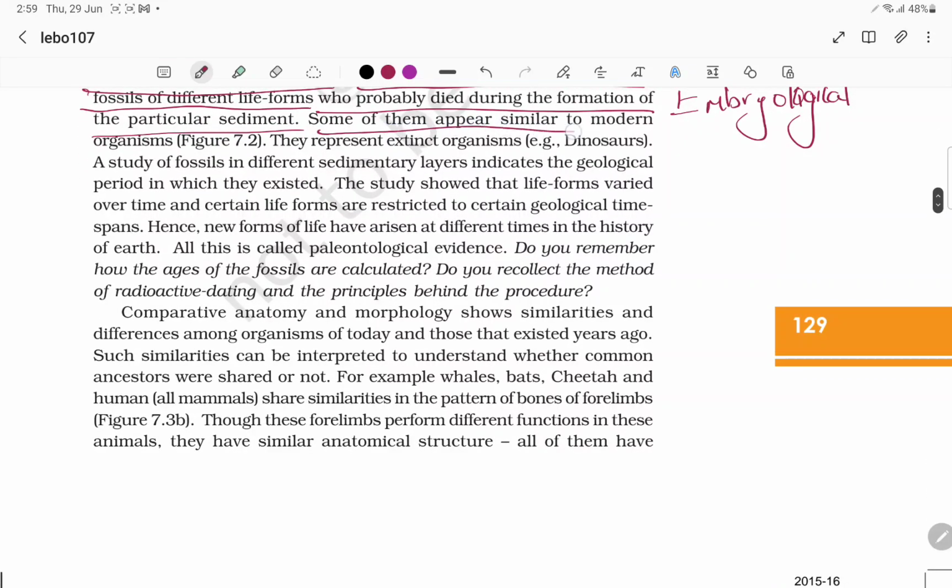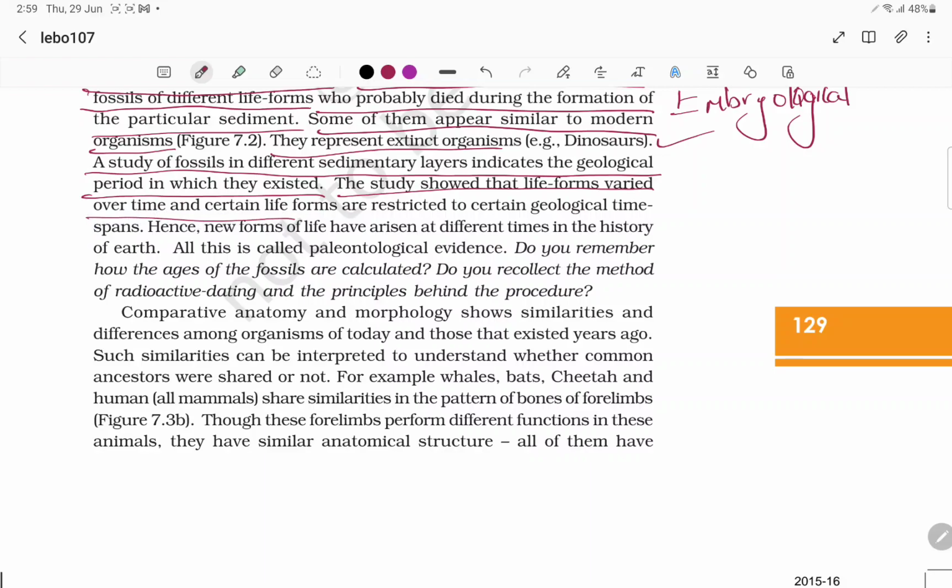Some of them appear similar to modern organisms, while others represent extinct organisms, like dinosaurs, for example. Dinosaurs are extinct. The study of fossils we call paleontology, and different sedimentary layers indicate the geological period when organisms existed. If you see fossils at a particular time period, we come to know that during that era they existed.